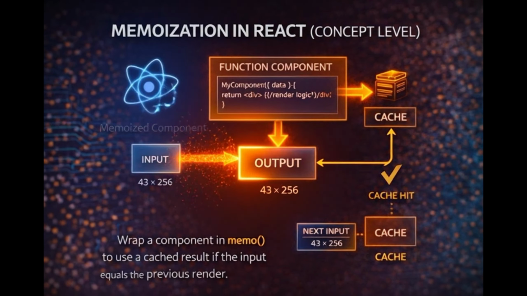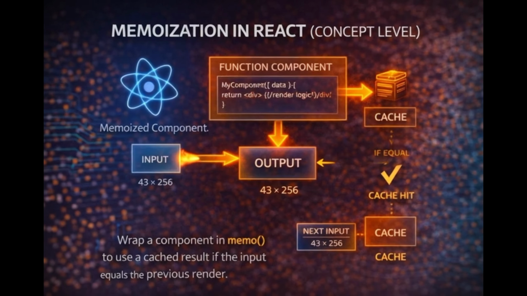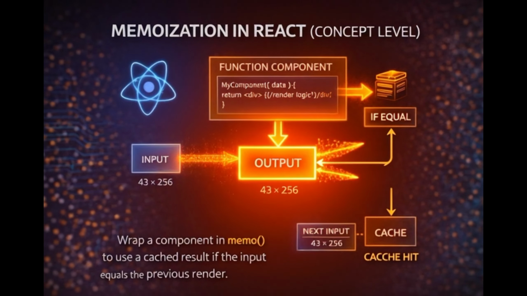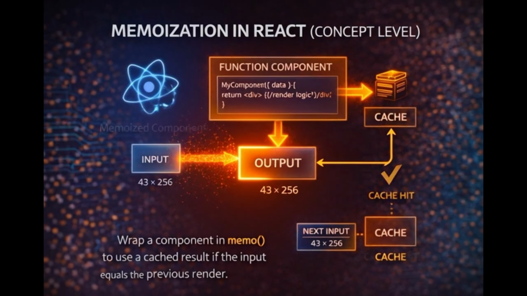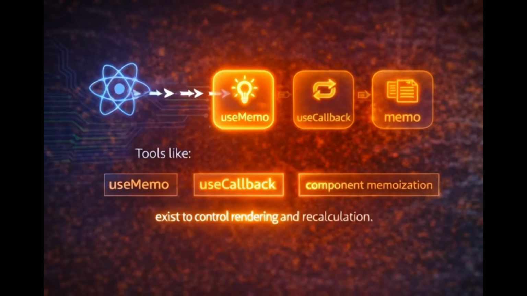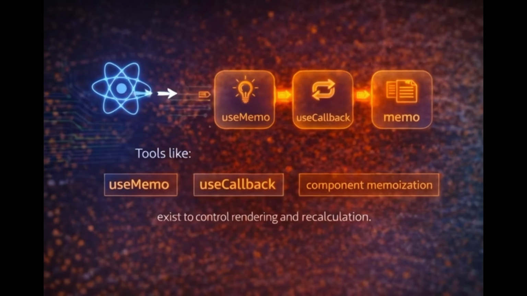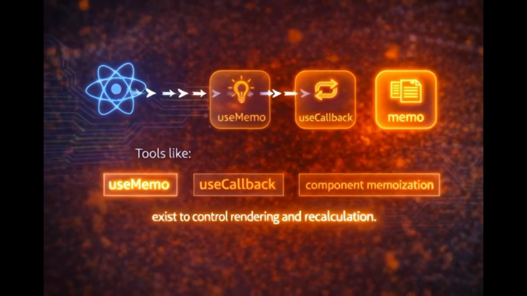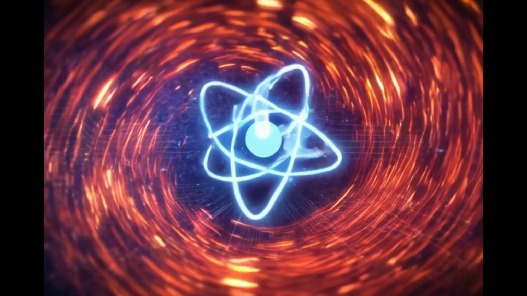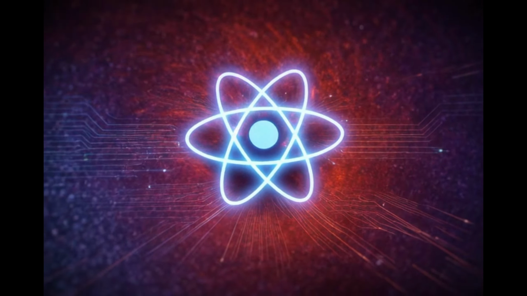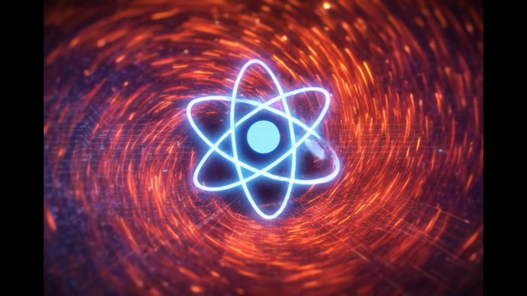Memoization in React, concept level. In React, memoization is explicit. You decide what should be cached, when it should recompute, and what causes re-renders. Tools like useMemo, useCallback, and component memoization exist to control rendering and recalculation. This makes React powerful, but it also makes misuse very common. Many apps feel slow not because they lack memoization, but because it's applied in the wrong places.